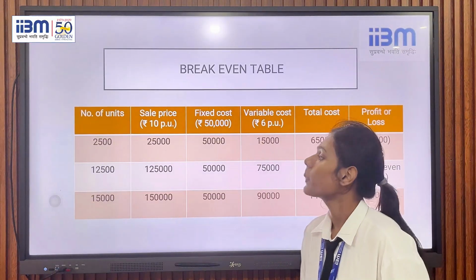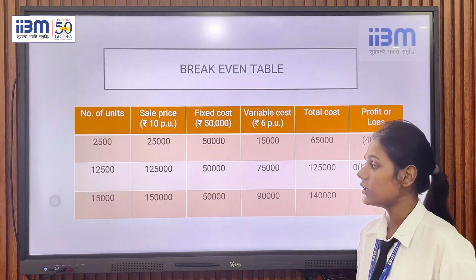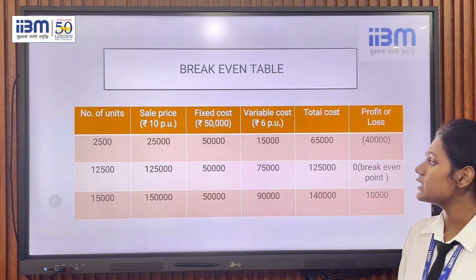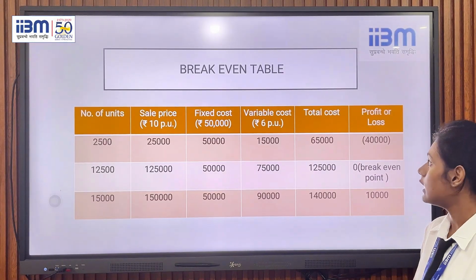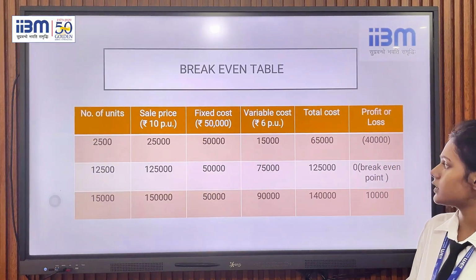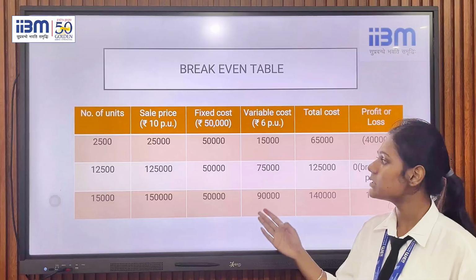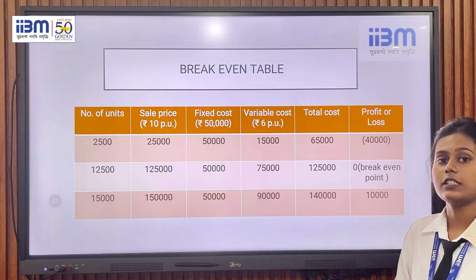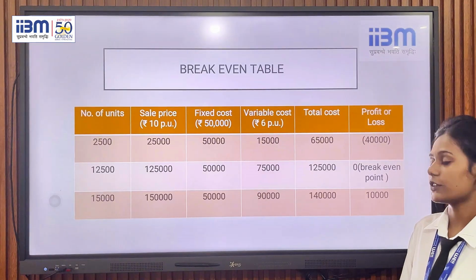In the first case, a business producing 2,500 units, the sales price is equal to 25,000 and the fixed cost is 50,000. Then the variable cost at rupees 6 per unit is 15,000, and the total cost, which is the sum of fixed cost 50,000 plus variable cost 15,000, is 65,000. And then we calculate the profit and loss by using the formula: sales price 25,000 minus total cost 65,000, that is minus 40,000. It is a loss. In this case, the business is in loss because sales are too low to cover the fixed cost.